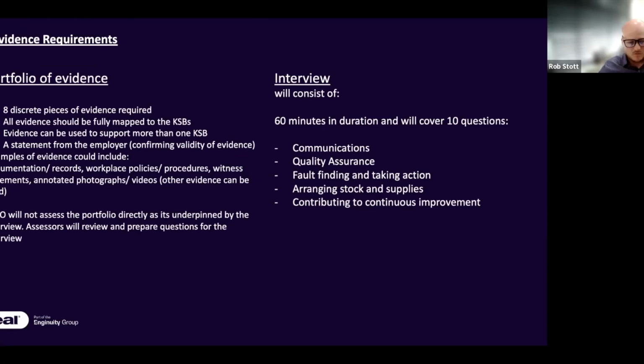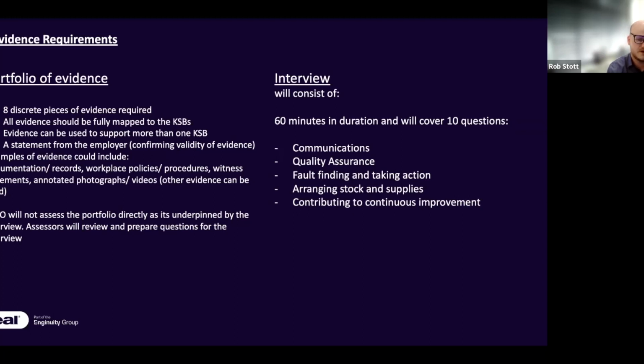We'll have a little bit more of a closer look. Again, this is just a briefing. We're not drilling down too much on EPA. There will be further sessions on EPA moving forward, but just to give you a holistic overview of what the requirement is. In terms of evidence requirements, let's look at the portfolio of evidence. There are 8 discrete pieces of evidence required, and evidence should be fully mapped against knowledge, skills, and behaviours of this standard. Evidence can be used more than once to support a KSB, and the statement can come from the employer confirming validity of evidence.